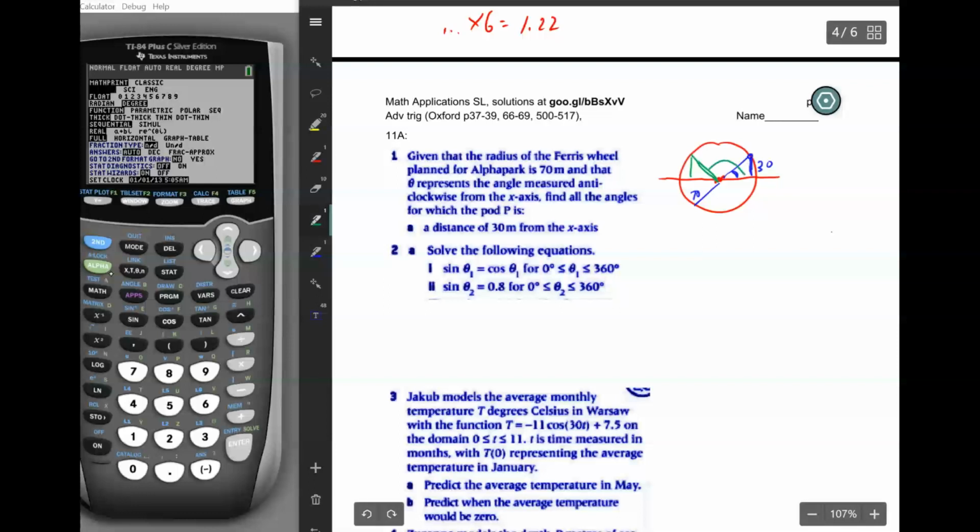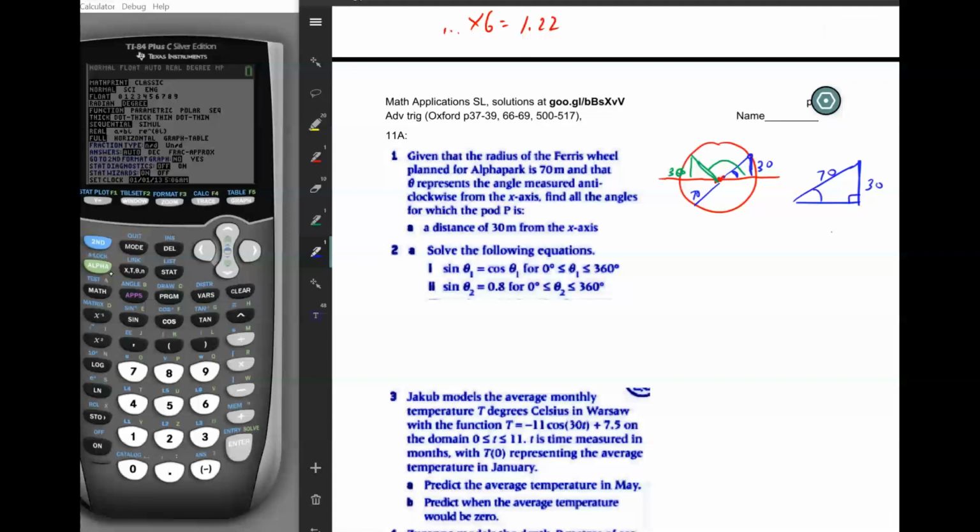And the angle is measured from the x-axis in a counterclockwise direction. Okay, so they're wondering what the solutions are for these two triangles. I'm going to draw the blue triangle bigger. So this blue triangle has an opposite of 30 and a radius or hypotenuse of 70, and this of course is a right angle. They want to know what this angle is.